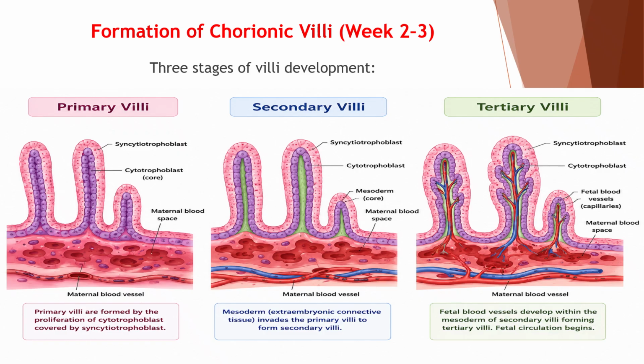In this stage, extraembryonic mesoderm grows into the center of the primary villi. This forms a supporting core and makes the villi stronger. The third stage is called tertiary villi. During this stage, fetal blood vessels develop inside the mesoderm of the secondary villi. Blood begins to circulate through these vessels. This allows the exchange of oxygen, nutrients, and waste products between the mother and the baby.